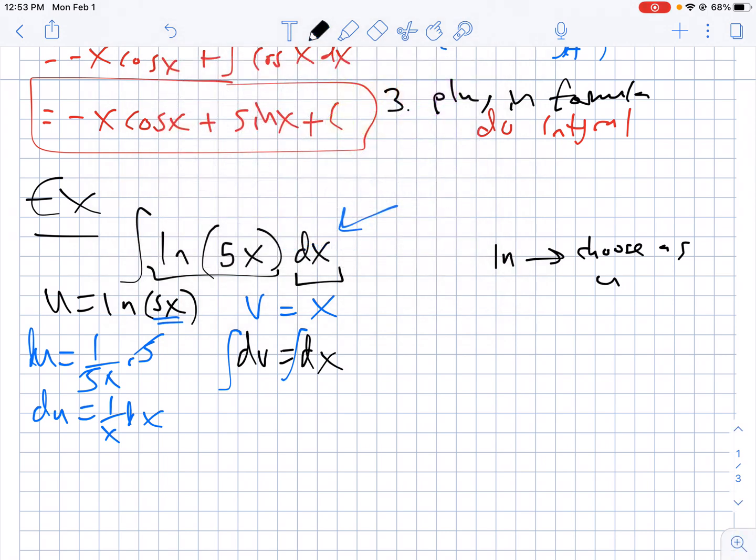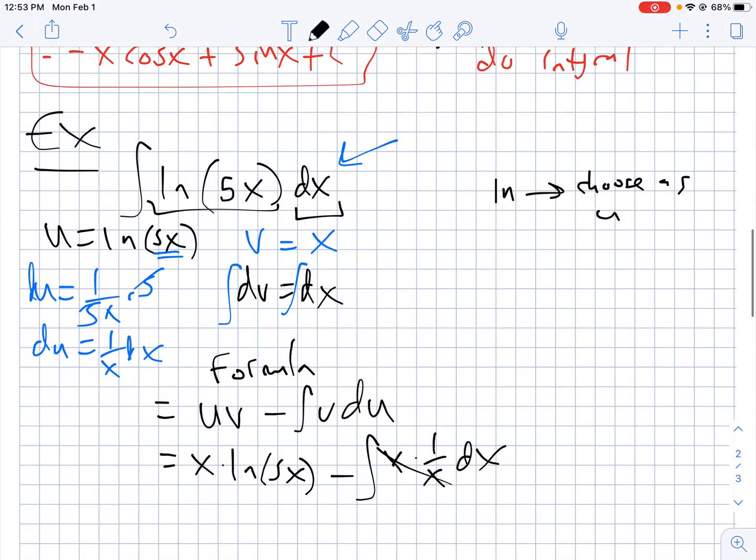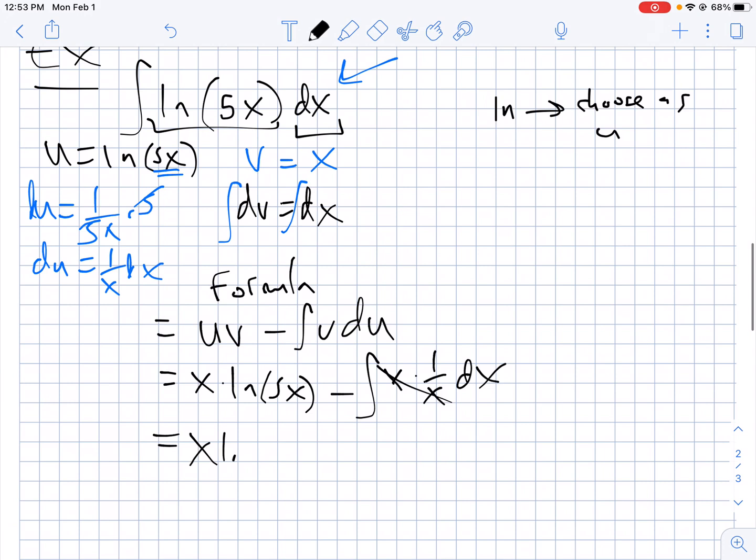Now that I have my u and my v, let's use the formula. My formula tells me this will be the ultraviolet minus the voodoo. So this is going to be x times the u, which was ln of 5x, minus the integral of v du. So I'll be integrating x times 1 over x. Look at that, just beautiful. So this becomes x ln of 5x minus the integral of just 1 dx.